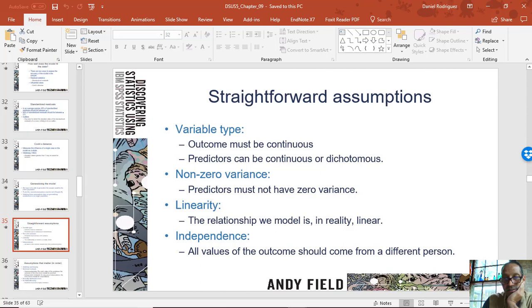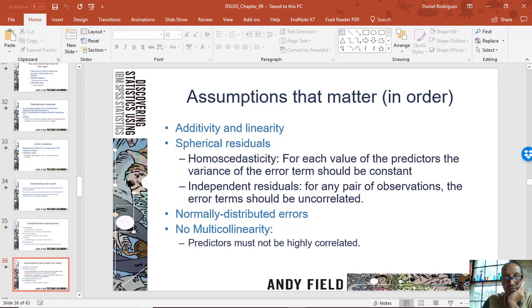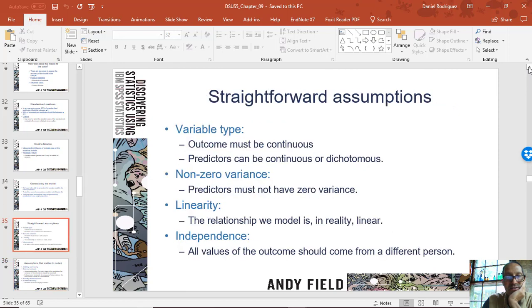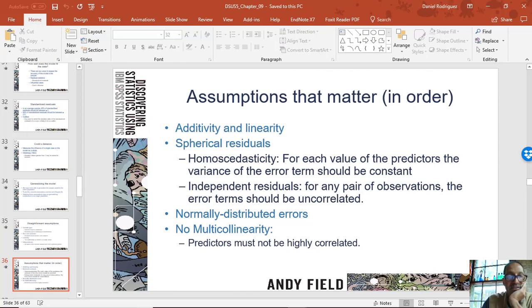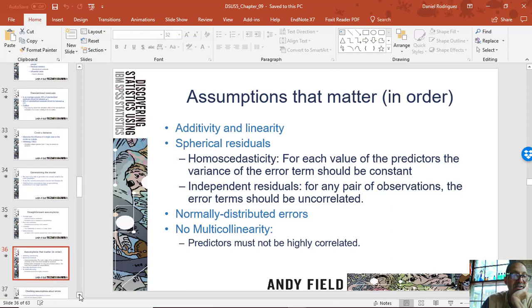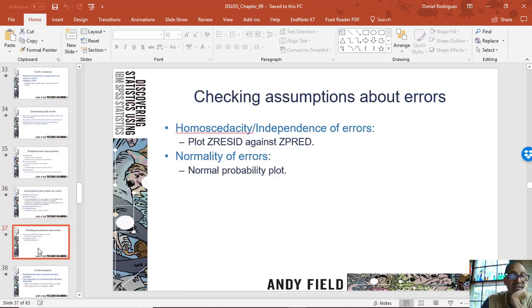Linearity, you don't want to curve a linear relation. Independence of outcome values, so you can't have people being related. Let's see, homoscedasticity for each level, each value of the predictor. Actually, I showed you that a little while ago. The variance of the error term should be constant. So the error term is what's not really being predicted, right? Independent residuals, normally distributed errors, and no multicollinearity. Multicollinearity is when we have the predictors being correlated.